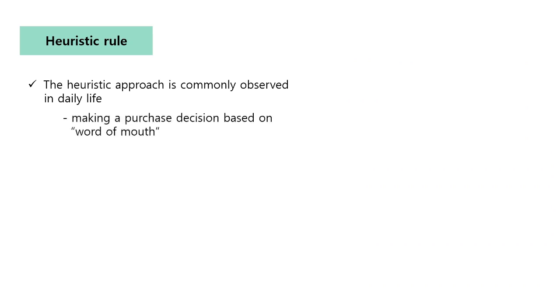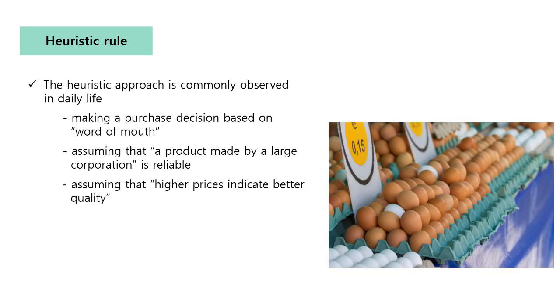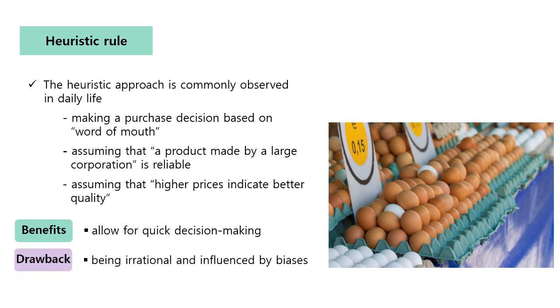The heuristic rule is commonly observed in daily life. For example, making a purchase decision based on word of mouth or assuming that a product made by a large corporation is reliable are examples of the heuristic approach. Another example is assuming that higher prices indicate better quality. The heuristic rule allows for quick decision-making, but it has the drawback of being irrational and influenced by biases.